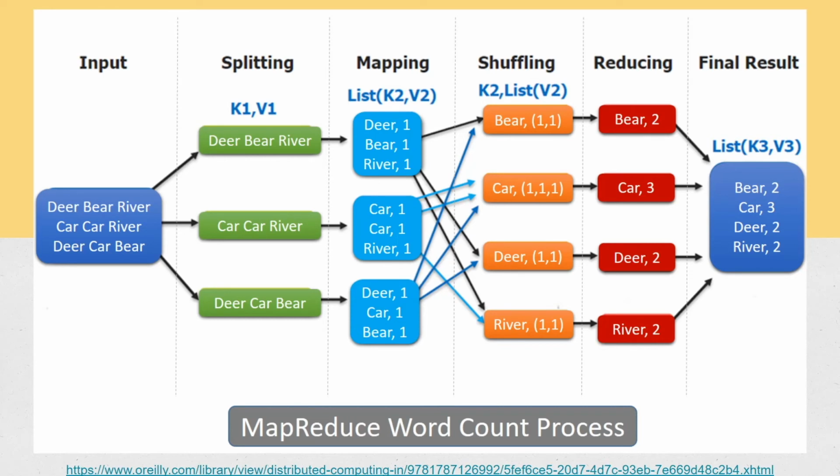We're going to map these out. You see the first green box is mapped into Deer 1, Bear 1, River 1. It's simply counting the different words there. It's just mapping them on a one-to-one basis. So then we go to shuffle that. It takes the result of all the mappings and combines them by word, right? And so that's going to be our key, the word, and then we'll have a list of counts. And so Bear 1, 1, etc. That's the orange boxes. We'll reduce that into Bear 2, Car 3, Deer 2, and River 2. Those are the red boxes, and then our final result is a list of the key value pairs.